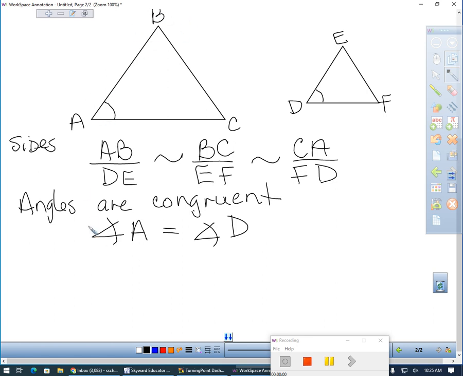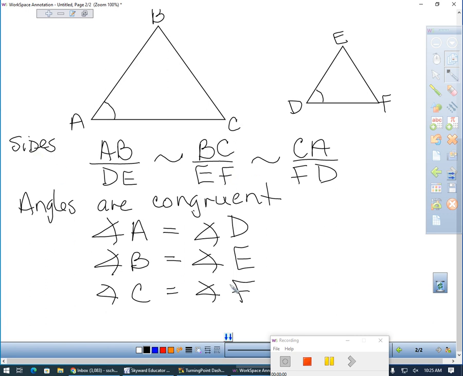We're going to do angle B. Angle B is going to be equal to what angle in our smaller triangle? E. Very good. Angle B is equal to angle E. Then I have angle C is equal to angle F. Very good. So what you are doing right here is what you have to do for the very first problem in your homework, number 6. Okay? You have to do the sides and you have to do the angles.